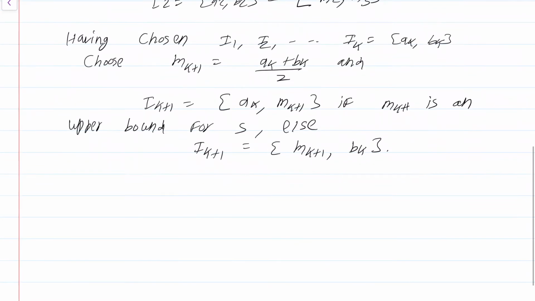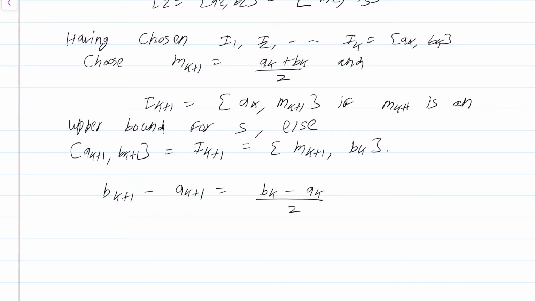Now, observe that by very construction, this I(k+1), I will again call it [A(k+1), B(k+1)]. By construction, you can prove this rigorously by induction if you want to, but it should be very obvious to you that B(k+1) minus A(k+1) is nothing but (Bk minus Ak) by 2, which by induction will be equal to (B1 minus A1) by 2 to the power k.